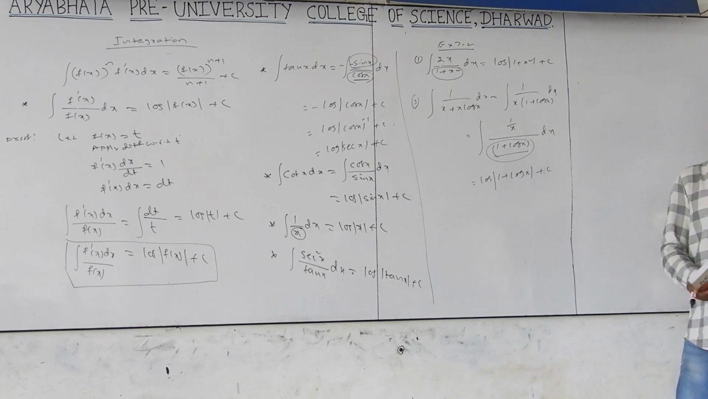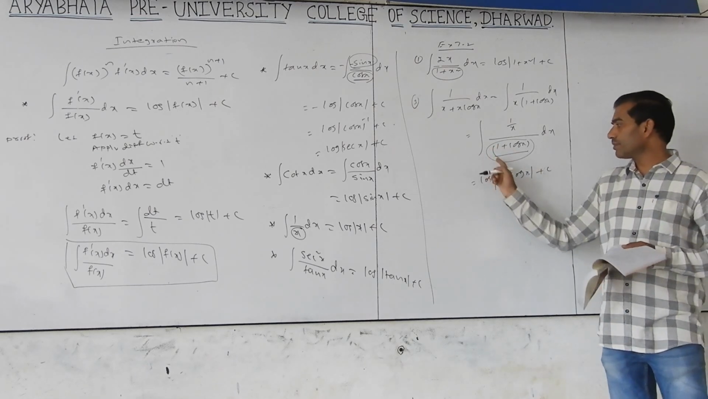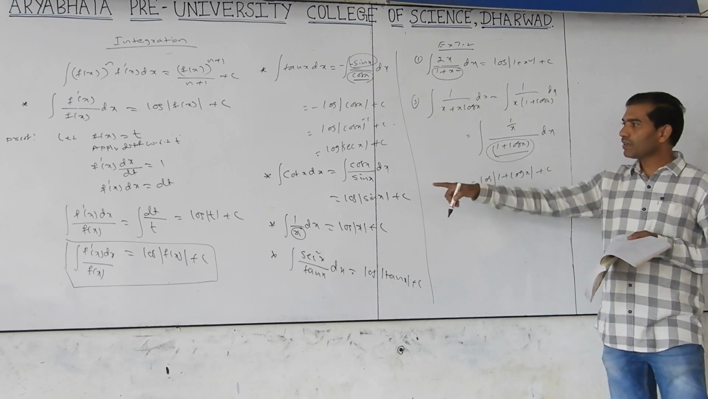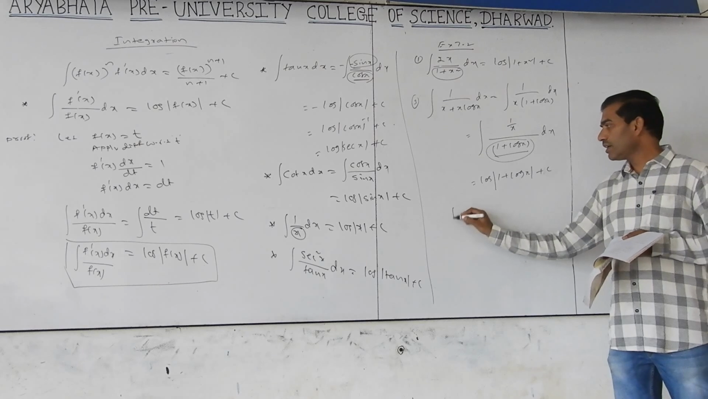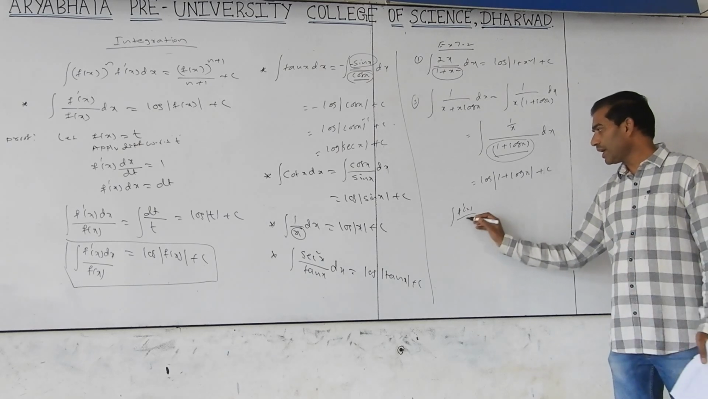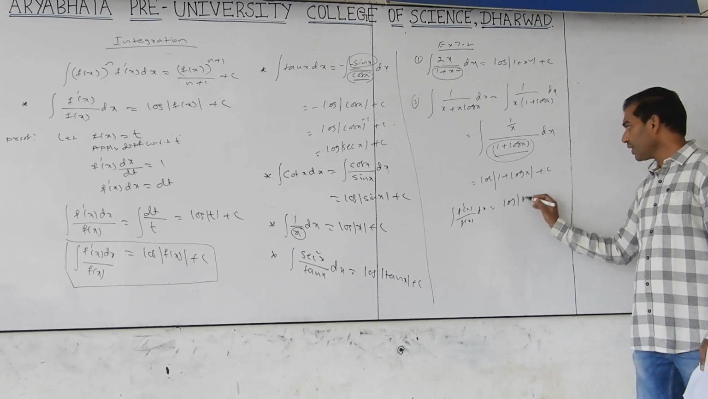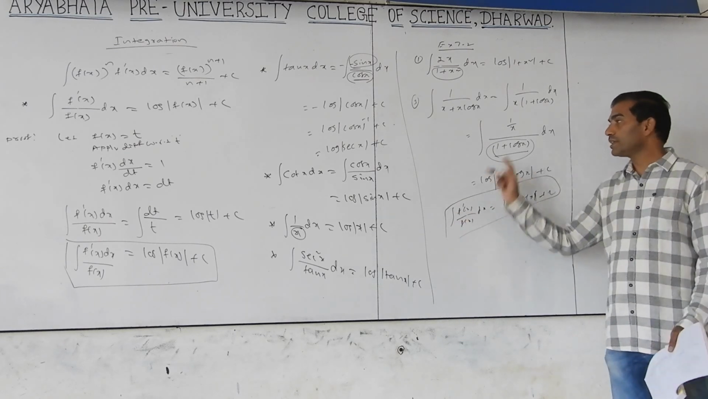This is short. When writing in theory, you just mention the formula here. This step we got on the basis of that formula, integration of f'(x) by f(x). Here, we should write the formula: f'(x) by f(x) dx equals log of f(x) plus c. This formula should be mentioned.